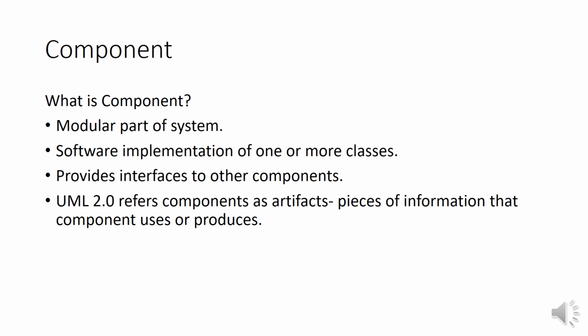In UML1, data files, tables, executables, documents, and dynamic link libraries were defined as component. In UML2, component is referred as artifact. So what is artifact? Artifact is a piece of information that component uses or produces.